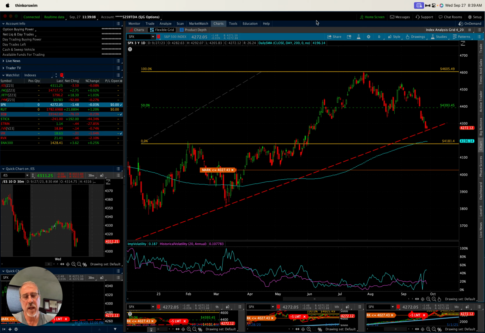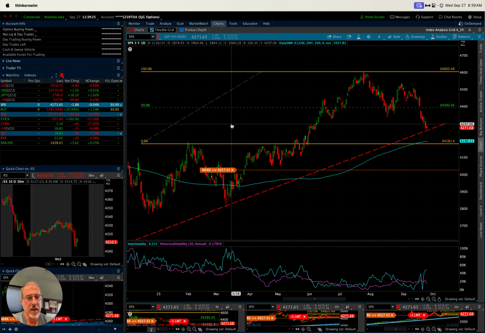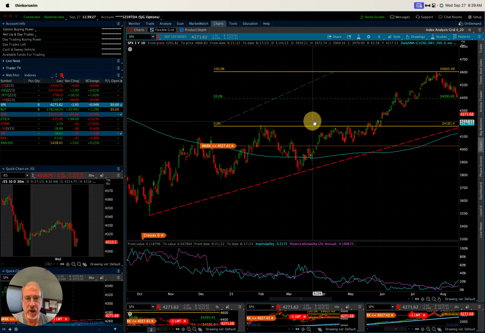Okay, so let's take a look at our market. So this is a chart of the SPX. These are daily bars. And back here is where we broke out. So I want to talk a little bit about technical analysis. And this is just big picture technical analysis. This is not getting into the nitty-gritty, if you will.